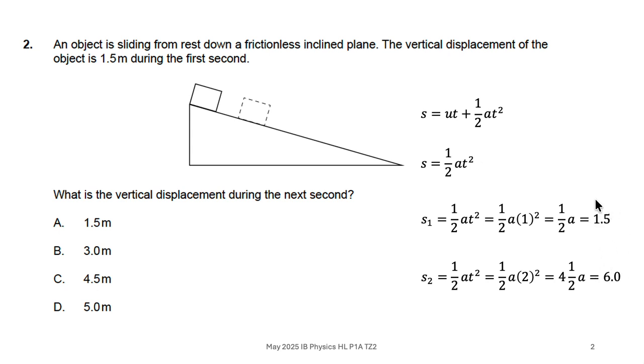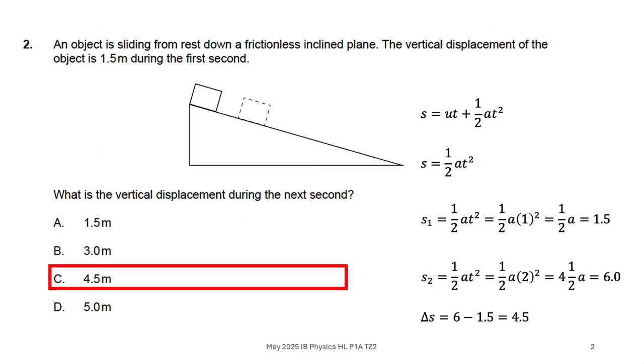The initial displacement after 1 second was 1.5. So to find our change in displacement, we're going to take 6, take away 1.5, and get 4.5, which is why the answer here is C.